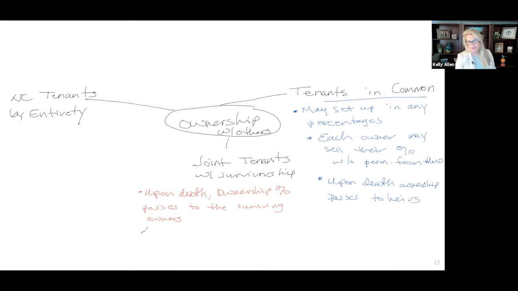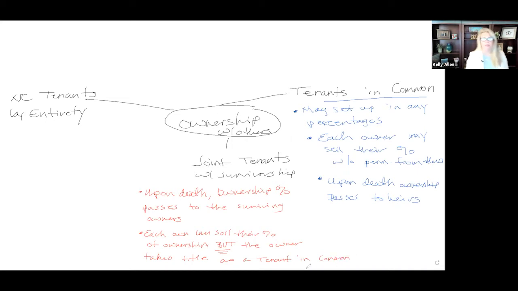Now, okay, watch this. Technically, each owner can sell their percent of ownership without permission. But there's a huge but right here. But the new owner, oh, you guys watch this. The new owner takes title, takes ownership as a tenant in common, which means their little portion of ownership, if they die, will pass to their heirs, not to the two original owners. It probably will be helpful if I draw you a couple examples of this coming up here as soon as we go over all three.